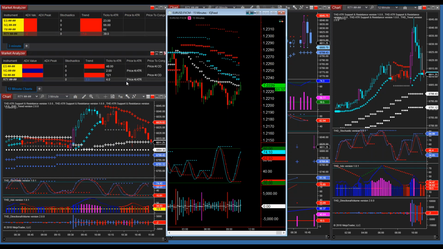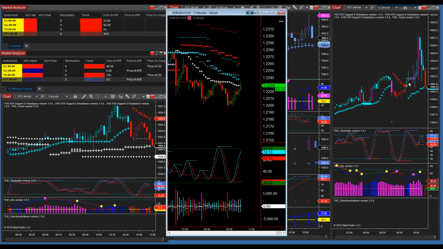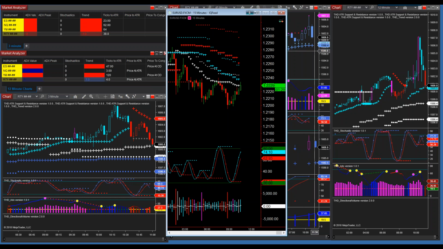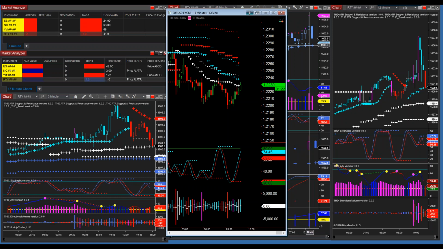The Russell, same thing. You're at the ATR. You're 3 ticks from the ATR. Again, you're coming down to this ATR. So I would not want to take a long position knowing that I'm retracing back to 1598.5.